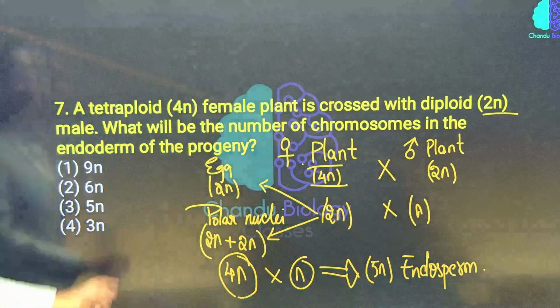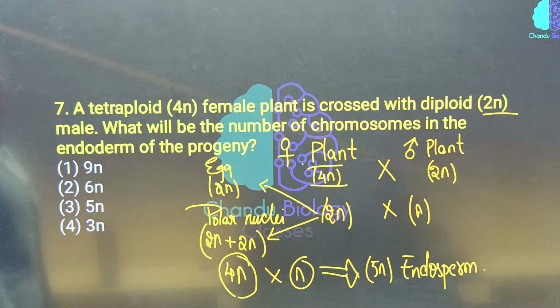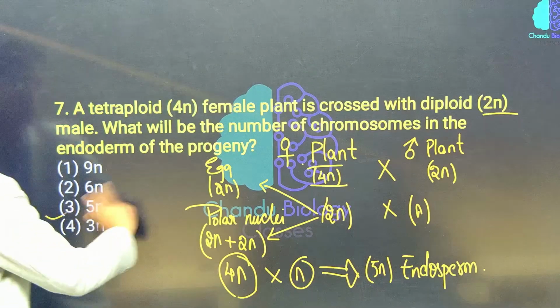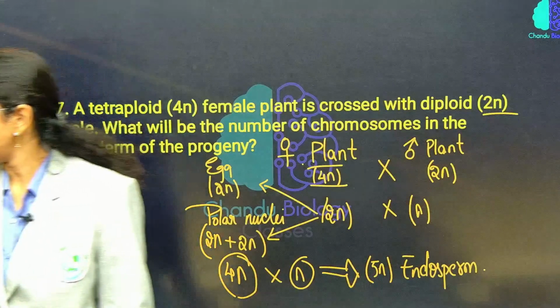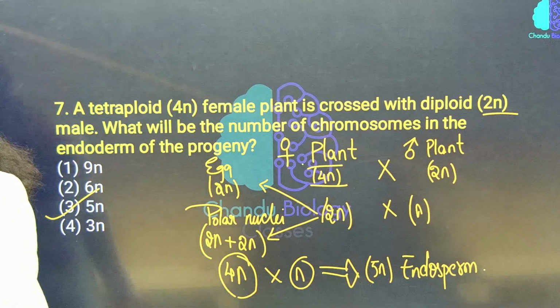Okay. What will be the number of chromosomes in the endosperm of the progeny? It is pentaploid. I hope you have understood this question. If you are having any doubts, you can ask me in the comment section.